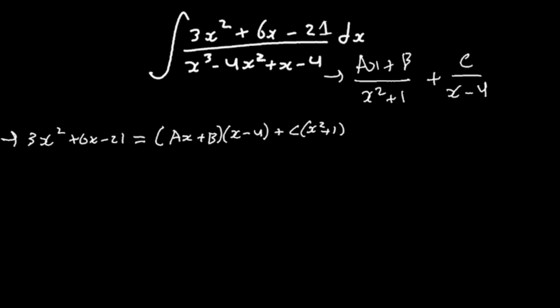To solve for c, we want this other term to go to 0, so we can solve for c by itself. So we're going to substitute in x equals 4, so 4 for all the x's.